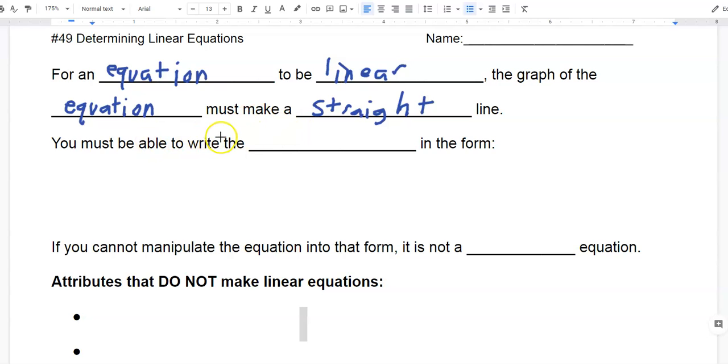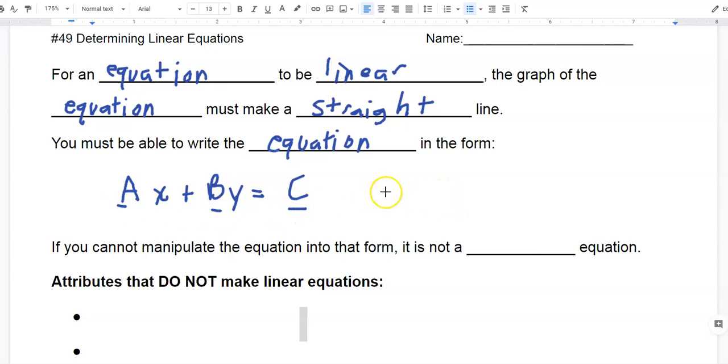So you must be able to write the equation in the form ax plus by equals c, okay? Where a, b, and c are all constants.